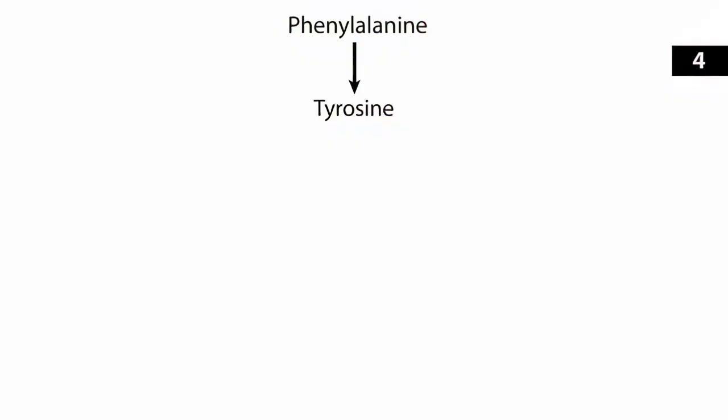Now, tyrosine can also be converted to DOPA, and DOPA can be converted to melanin. Now, where in your brain might you have high levels of melanin because of high concentrations of DOPA and dopamine? That would be your substantia nigra, which is damaged in patients with Parkinson's disease.